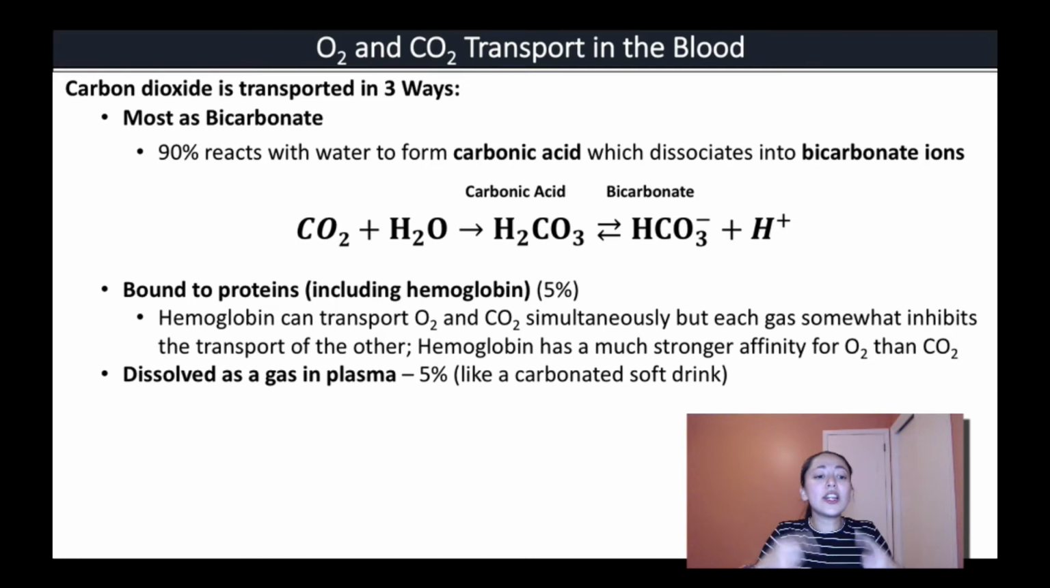And then there is a little bit of carbon dioxide that's dissolved as a gas in the plasma, and you could think of this as similar to a carbonated soft drink. Soft drinks are made carbonated because you add carbon dioxide to them. So it's kind of similar in your blood. There is a little bit of carbon dioxide bubbliness happening inside of your blood too. But it's only a small amount of carbon dioxide, 5% of it, that's actually like as little bubbles inside your blood.